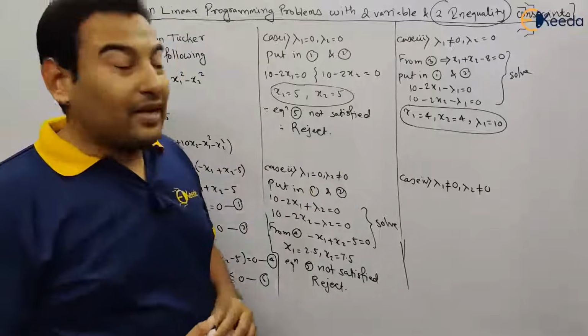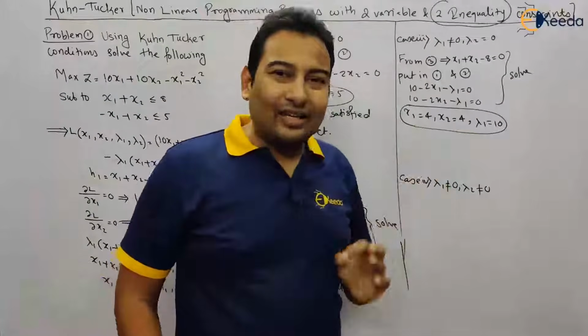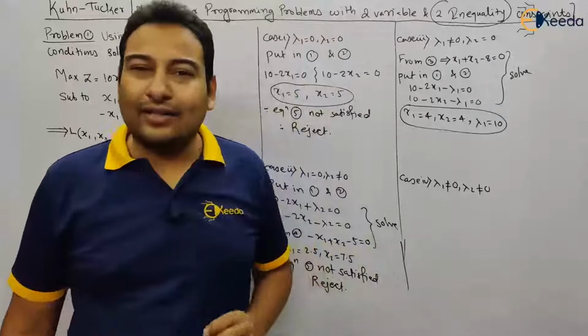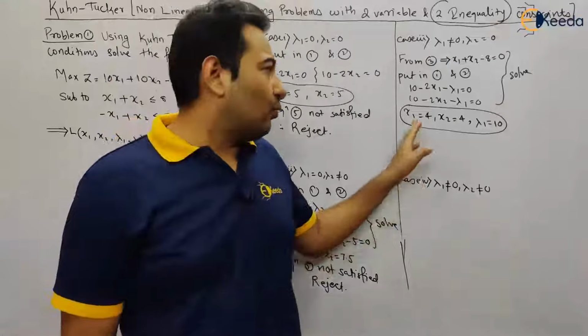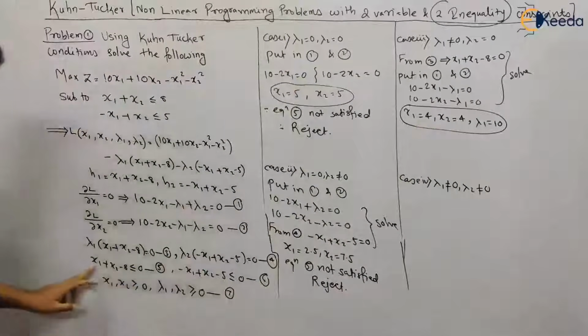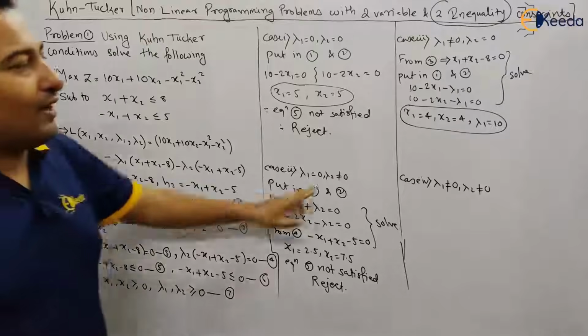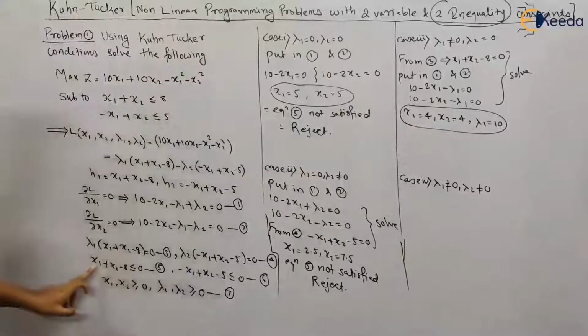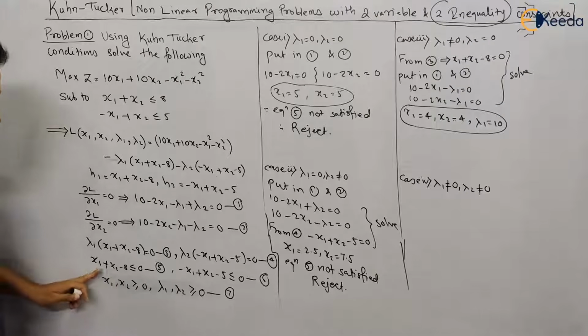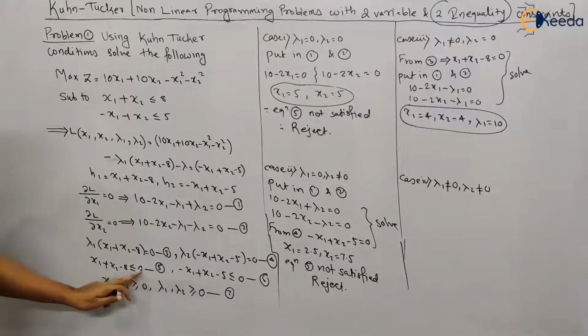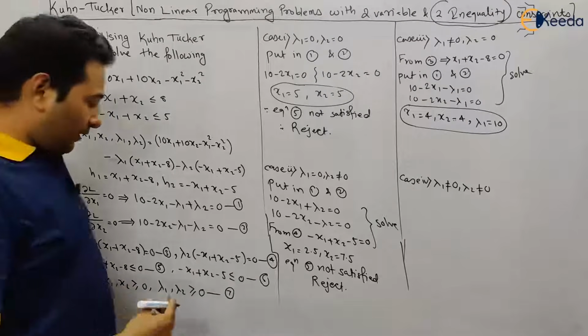Now before accepting or rejecting these values, let us check whether they satisfy 5, 6 and 7 or not. So let us put in equation number 5. See here, x1 and x2 both the values are 4. So this is 4 plus 4 minus 8. That is 8 minus 8 less than equal to 0. 0 less than equal to 0. 5 satisfied. What about 6?